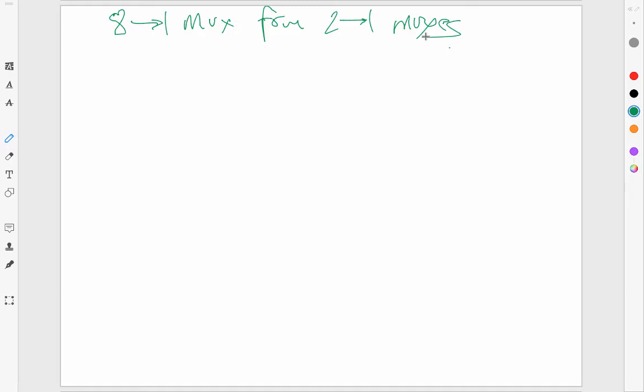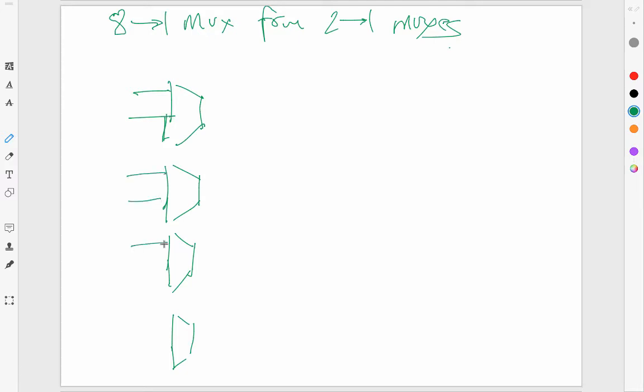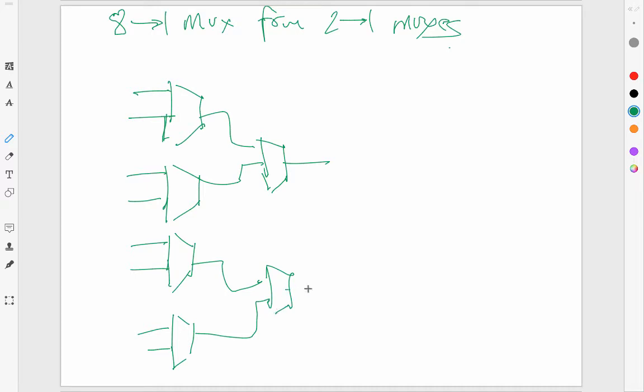So the first stage is going to be that, and then from this group I'm going to select the next one. Okay, so that's the intuition part, right? So pretty much we have to do 3 stages.